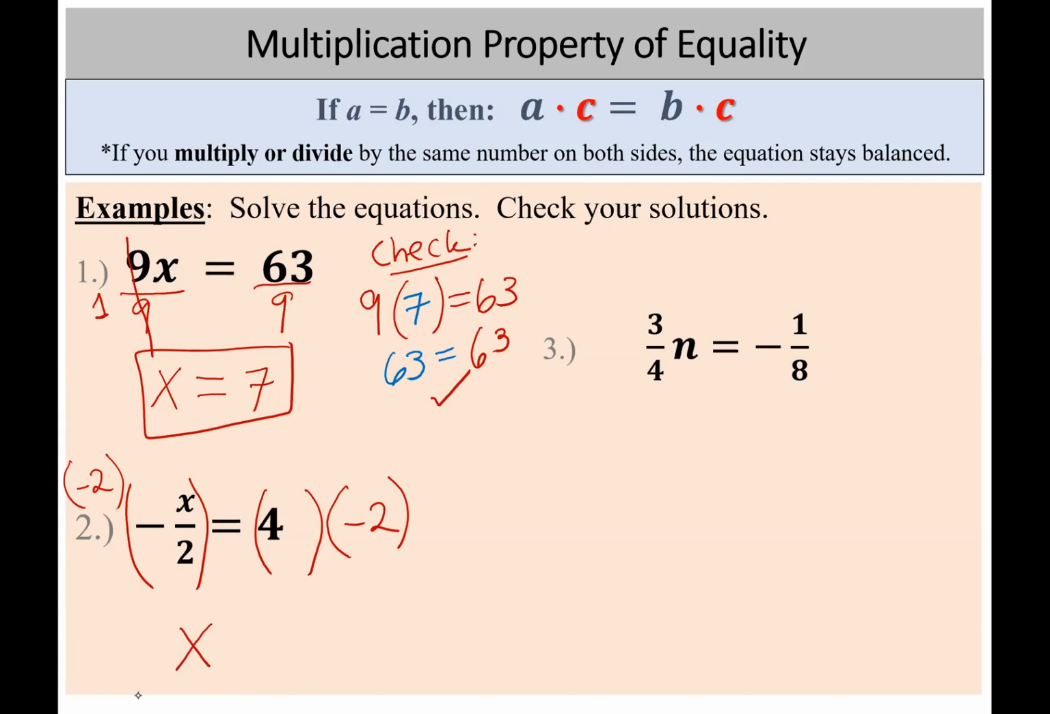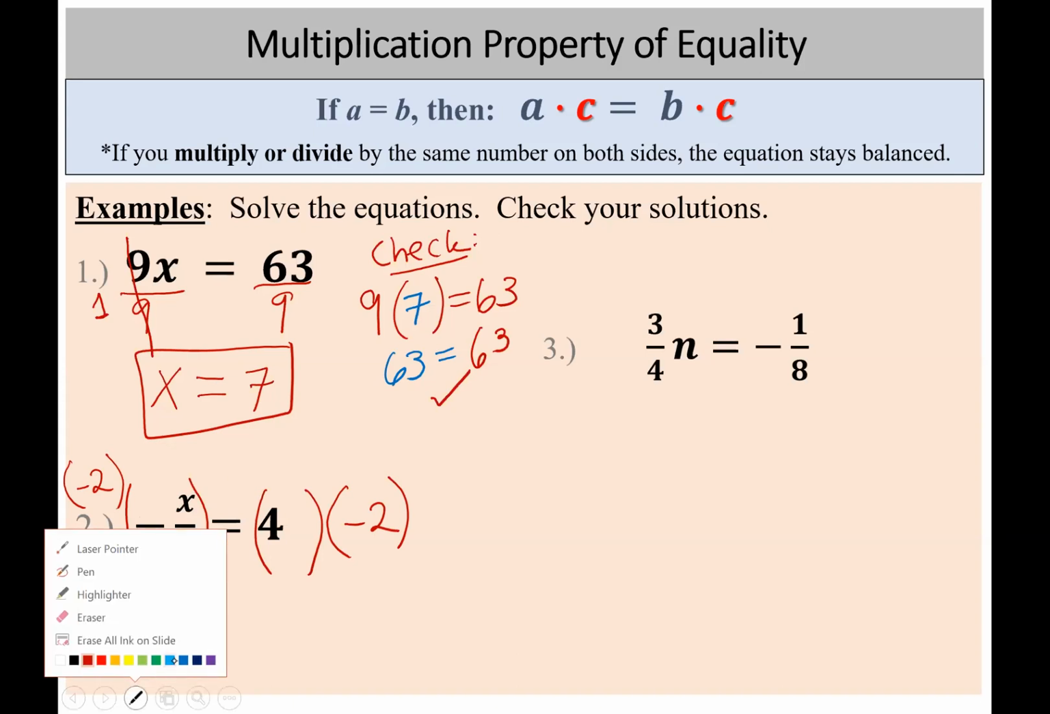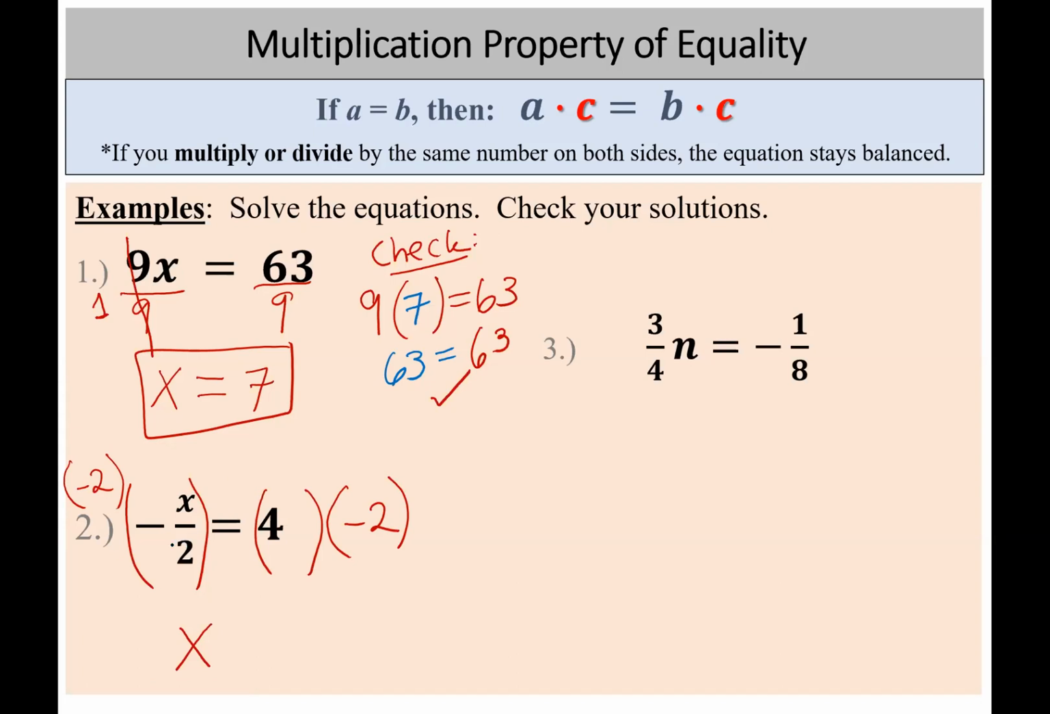So there's really two things I'd like to cancel out here. I'd like to cancel out the 2 in the denominator, and I'm doing that by multiplying by 2. And at the same time, negative times negative, those will cancel out to become positive x. So I'm canceling out the 2's, and in a way, I'm also canceling out the negatives. Negative times negative is positive. All right, so I've isolated the x on the left side.